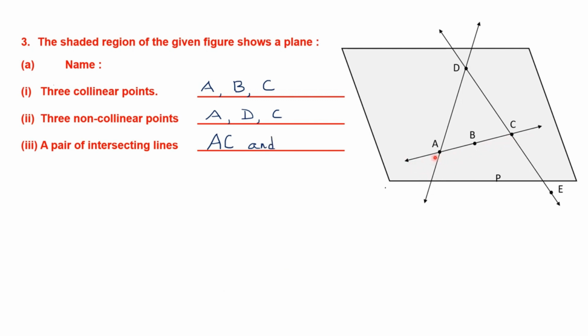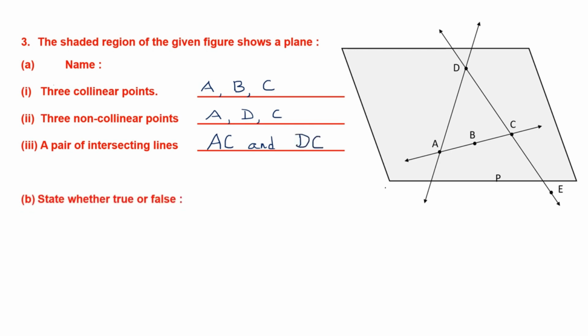Now what is intersecting with AC here? I can say AD. AC and AD are intersecting at point A. I can also say AC and DC are intersecting at point C. So AC and DC are intersecting at point C.